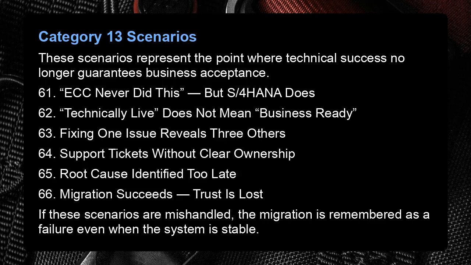61. ECC never did this, but S/4HANA does. 62. Technically live does not mean business ready. 63. Fixing one issue reveals three others. 64. Support tickets without clear ownership. 65. Root cause identified too late. 66. Migration succeeds, trust is lost. If these scenarios are mishandled, the migration is remembered as a failure, even when the system is stable.